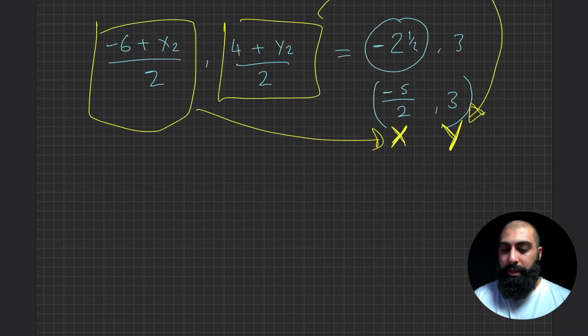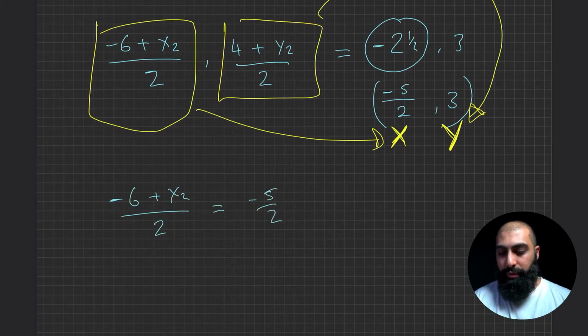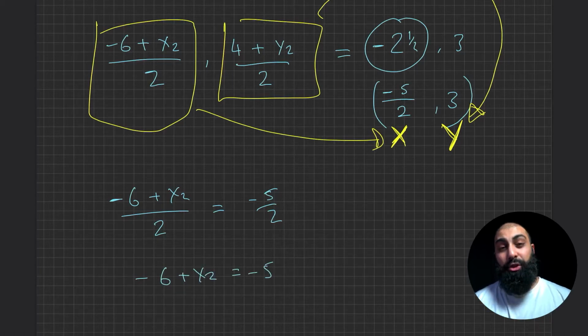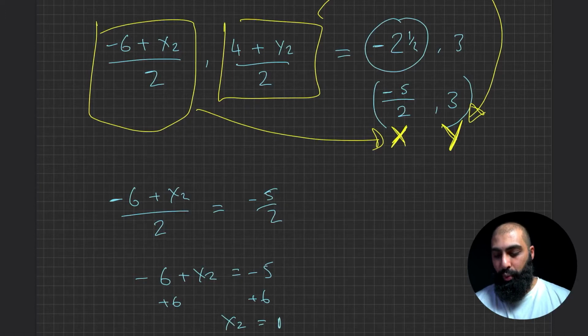Okay, so let's do it here then. So I'm going to start off with -6 plus x2, all over 2, must equal -5 over 2. Now, since I've got the same denominator for both of them, I'm just going to do -6 plus x2 is equal to -5. I'm just trying to find out what x2 is, and then if I add 6 here and add 6 here, I'll end up getting x2 is equal to 1. Okay, x2 is equal to 1.